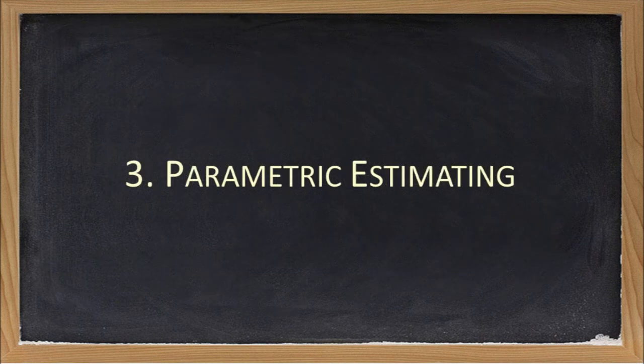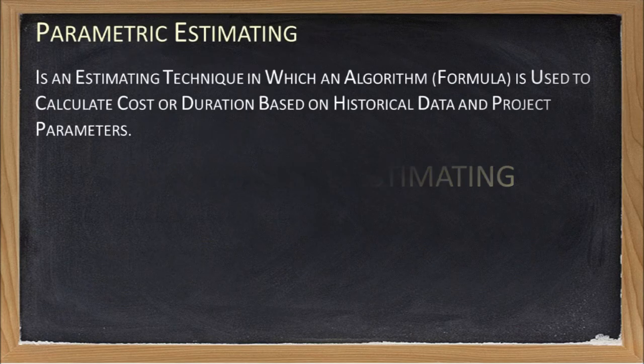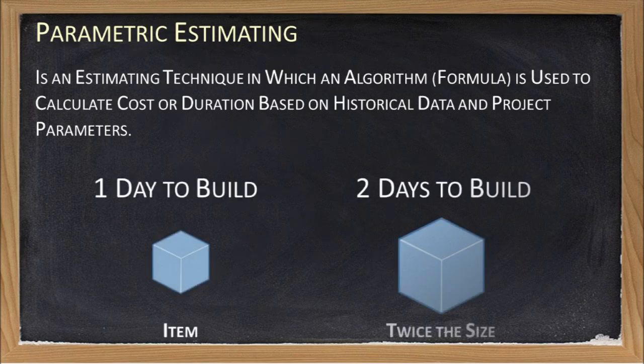The next estimating technique that is often studied and utilized within project management is parametric estimating. In parametric estimating, a formula or model is used to calculate cost or duration based on a set of project parameters. For example, if our company builds boxes and it takes us 1 day to build a box, then you might estimate that it would take 2 days to build a box twice as big. This logic is based on the assumption that the level of effort required to build a box scales linearly with the size of the box. While this model might not be valid, and probably isn't, it does provide us with a means to quickly estimate the duration required to build boxes of different sizes.